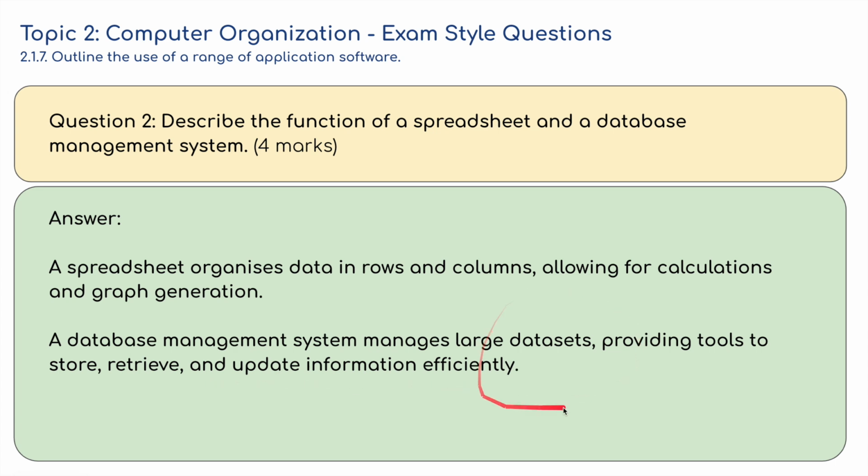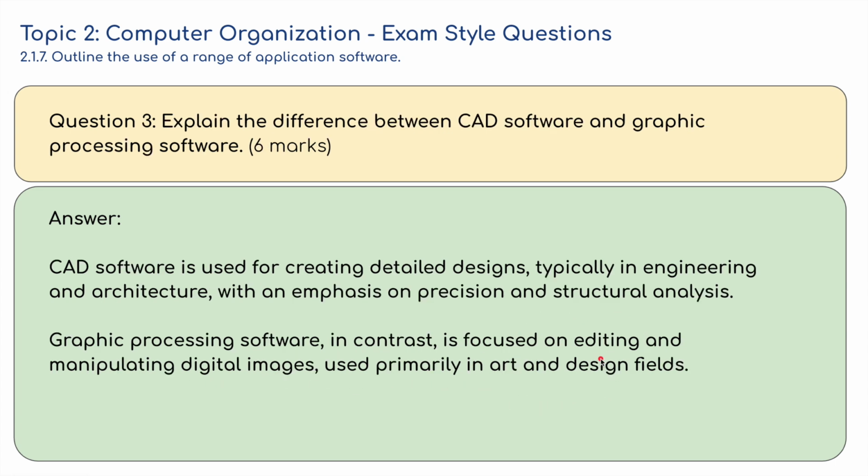And then finally, CAD software is used for creating detailed designs, typically in engineering and architecture, with an emphasis on precision and structural analysis, ideal for 3D modeling and 3D printing, whereas graphic processing software is really for 2D design. In contrast, it is focused on editing and manipulating digital images, used primarily in art and design fields.